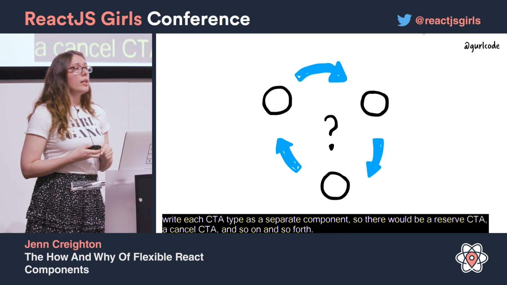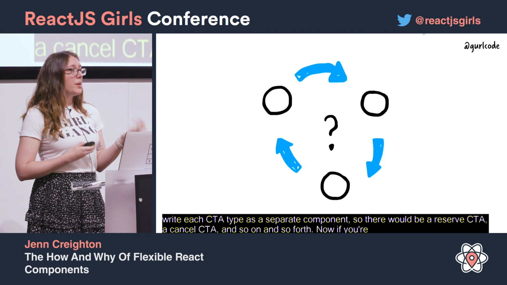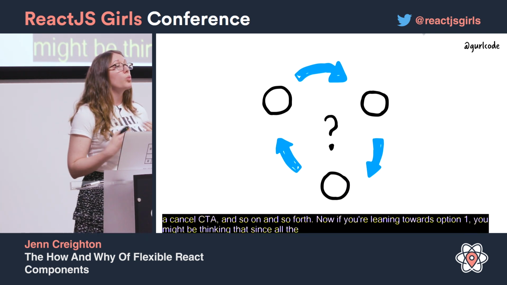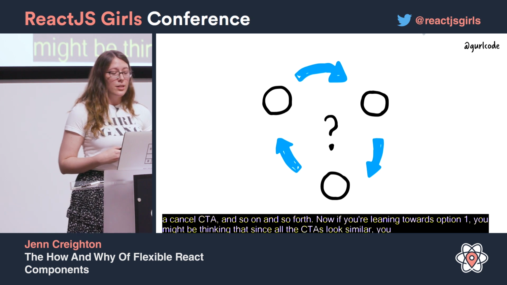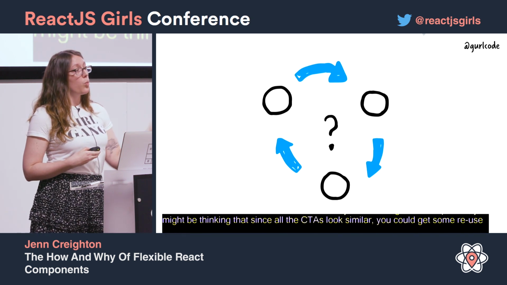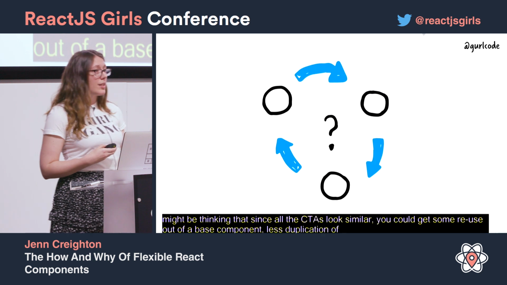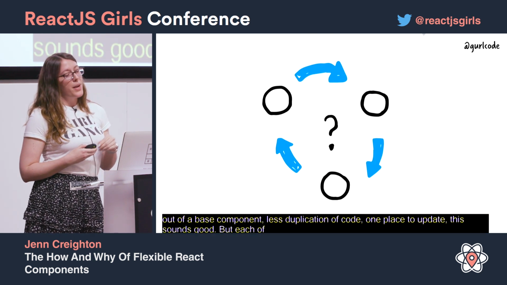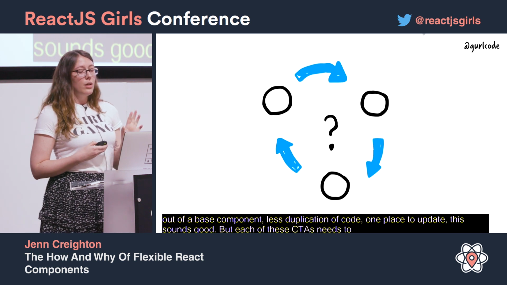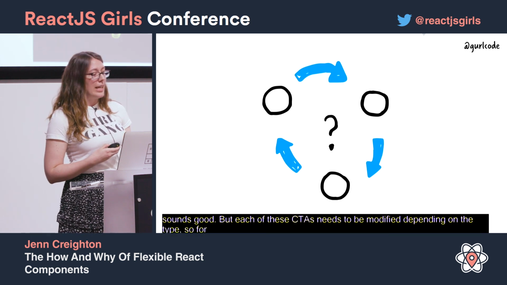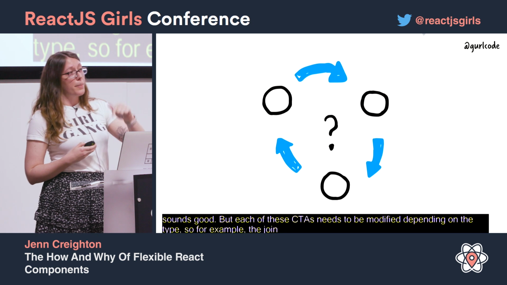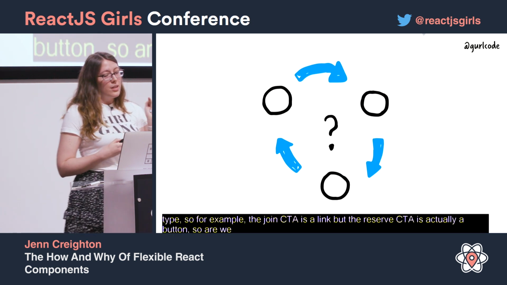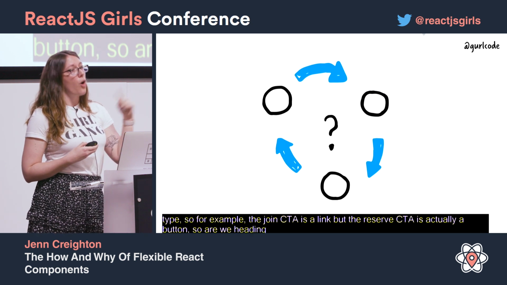Now, if you're leaning towards option one, you might be thinking that since all the CTAs look similar, you could get some reuse out of a base component. Less duplication of code, one place to update. This sounds good. But each of these CTAs needs to be modified depending on the type. So, for example, the join CTA is a link, but the reserve CTA is actually a button. So are we heading for another apocalypse, trying to reuse one component for all of these?